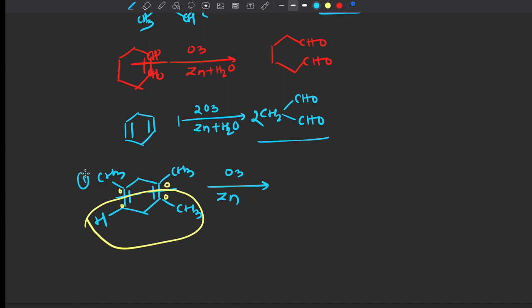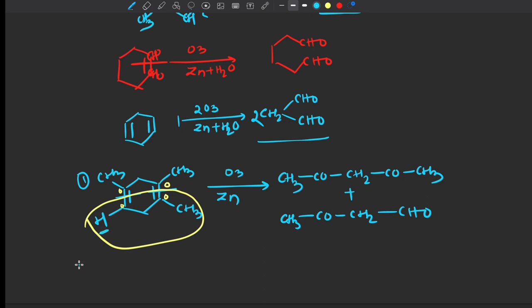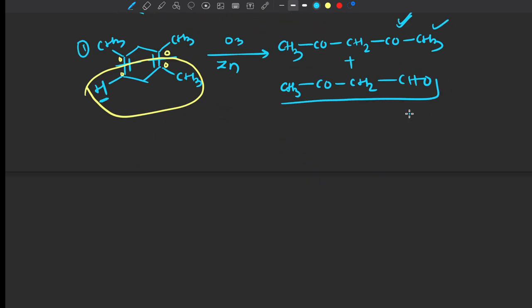The first molecule I'm going to write, I start with CH3 followed by CO followed by CH2 followed by CO followed by CH3. This is the first product formed here, and apart from this I get this product also. This product I start from here, that is CH3 followed by CO followed by CH2. At the end I got the aldehyde group because we have hydrogen here. So here we got the diketone, acetylacetone, and a 3-keto aldehyde is also formed here. Just cut at the double bond and attach the oxygens on both sides, and you will get the products. So we'll see a few more examples.